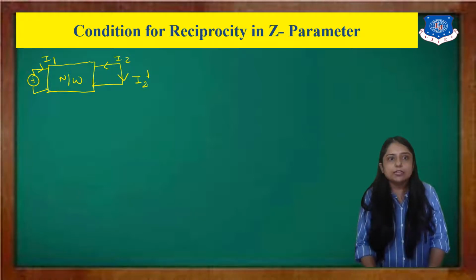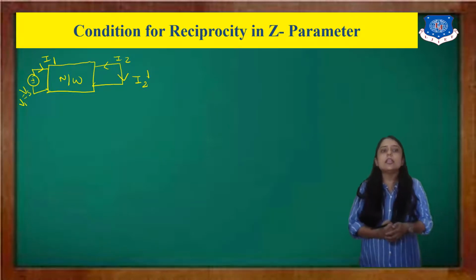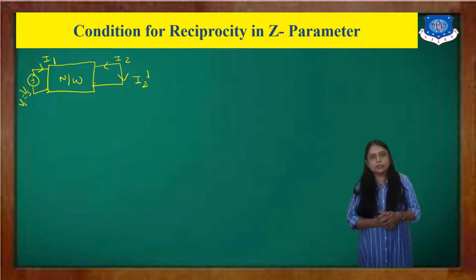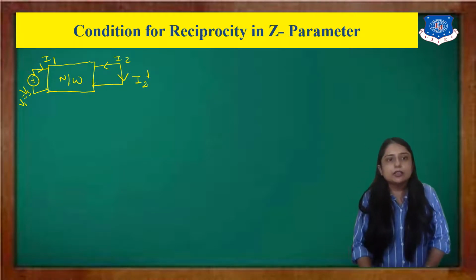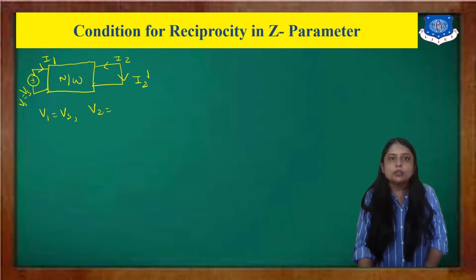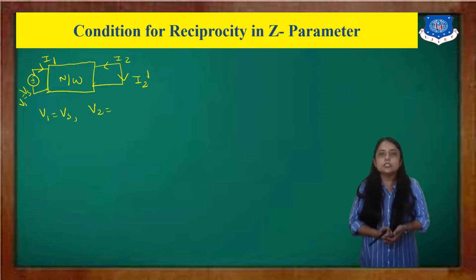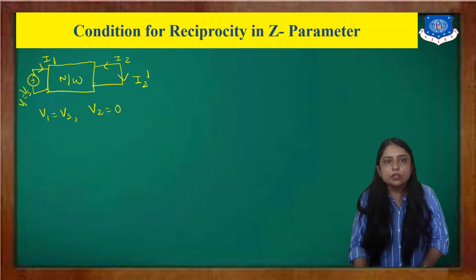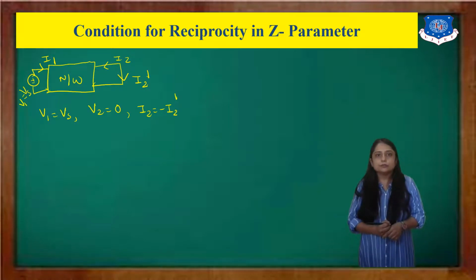Here my current is I1, and as I said, here I have to take V1 equal to Vs. Now I am writing V1 equal to Vs, then V2. This is my output port, and the output port is short circuited. That means the voltage is 0, and I2 equal to minus I2 dash.